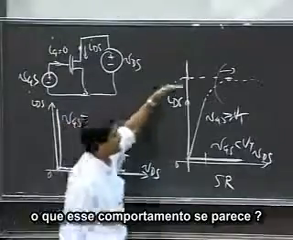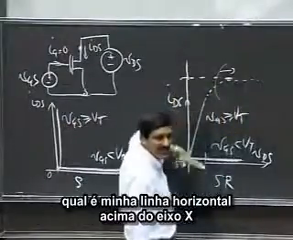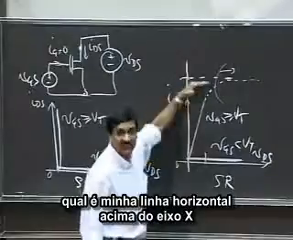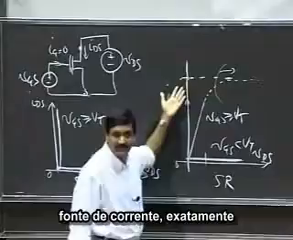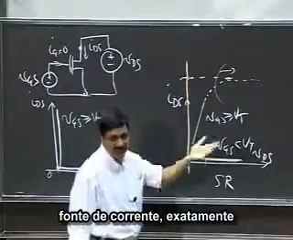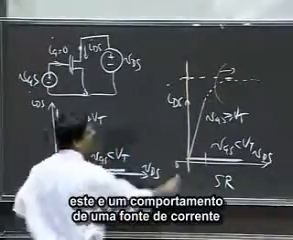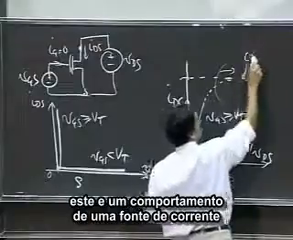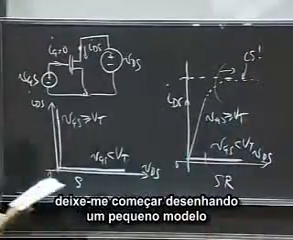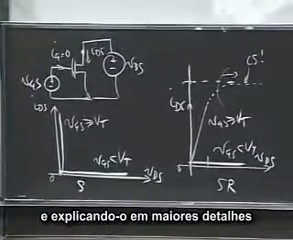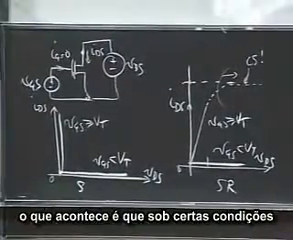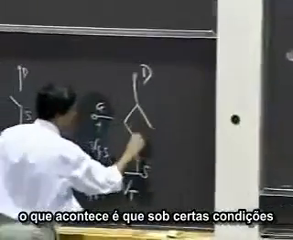Okay, so what does that behavior look like? What's a horizontal line above the x-axis in terms of VI elements? What's that behavior like? Current source, exactly. So this is current source-like behavior. Okay, and so let me start by drawing you a little model and explaining it in more detail.